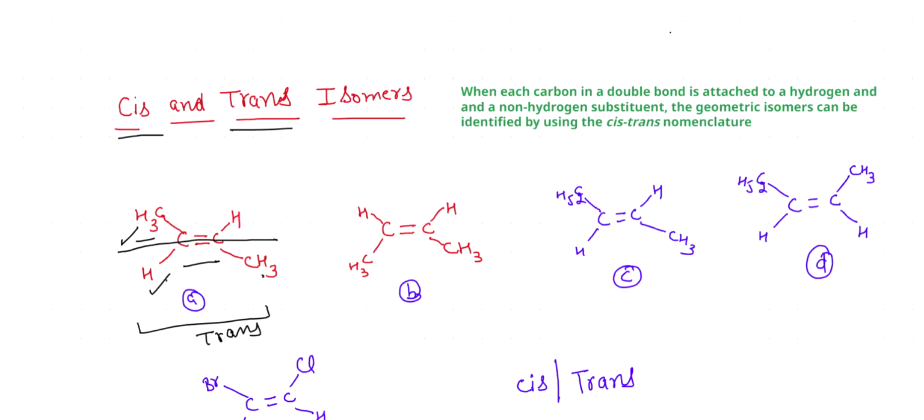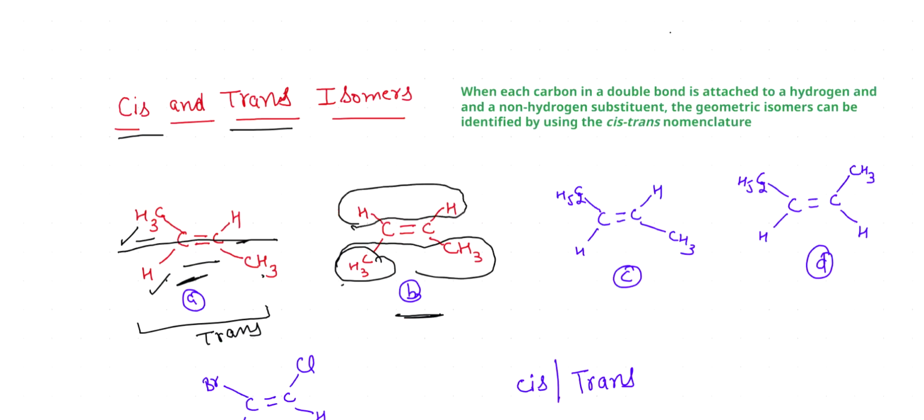sides. If we look at molecule B, both the methyl groups are present on the same side of the double bond, and the hydrogens are also present on the same side of the double bond, then it will be named as cis isomer. And similarly, there is a case for molecules C and D. In molecule C, the hydrogens are present on the opposite side. And in case of D, hydrogens are present on the same side.